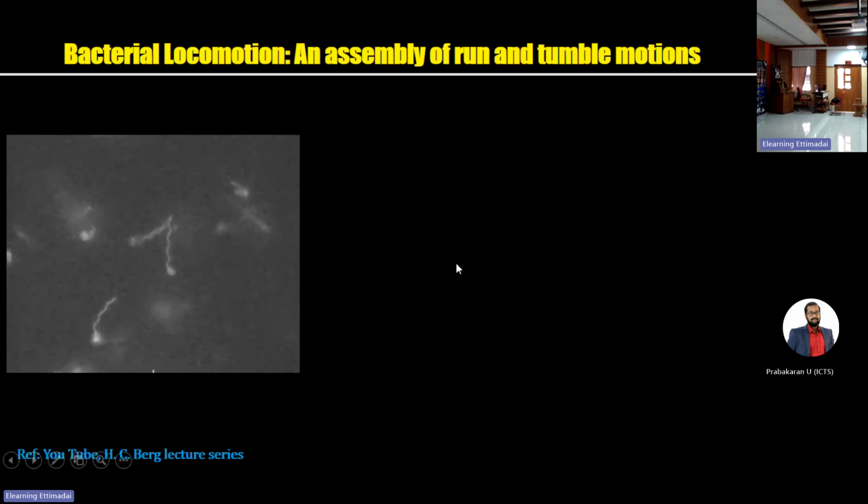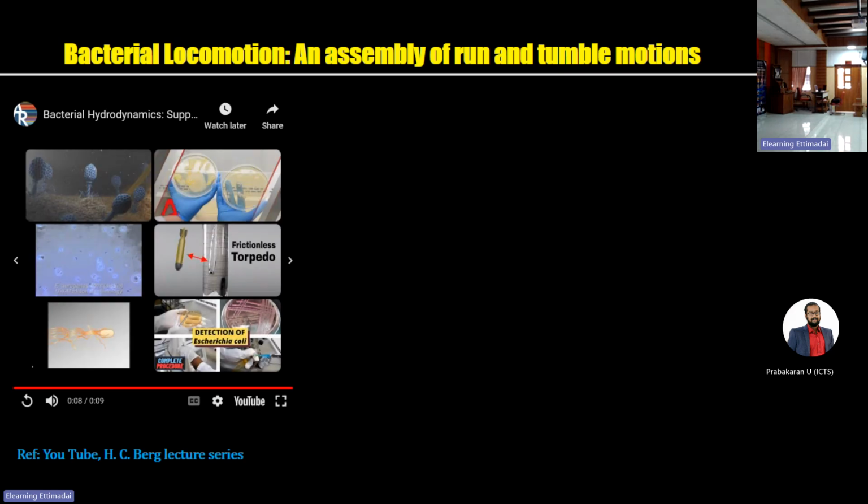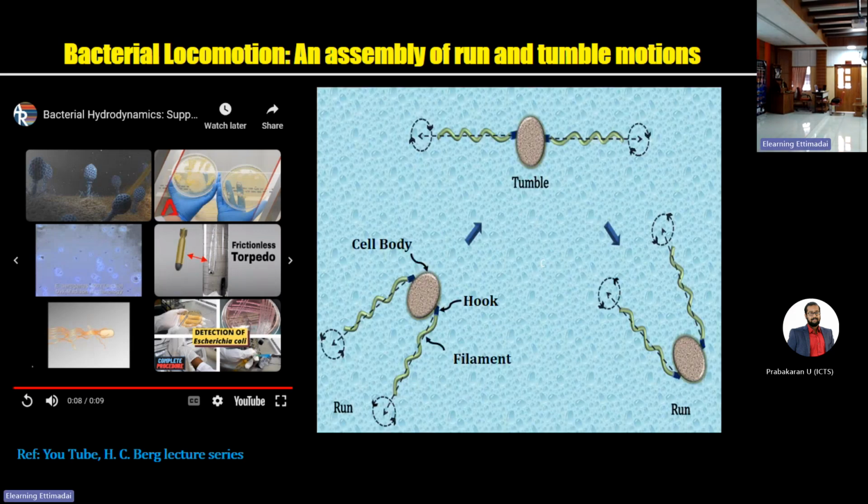Again, you can see this is the run motion: the bacteria is moving forward. And this is the tumble motion, so it is making some pause. Now, if you see, this is the run motion, where the bacteria is moving forward, and this is the tumble motion, where the bacteria makes some pause movement. It is called tumble. I am telling you the conceptual picture from experiment.